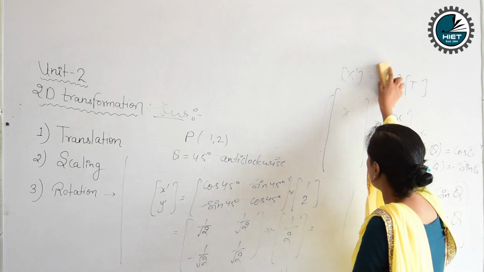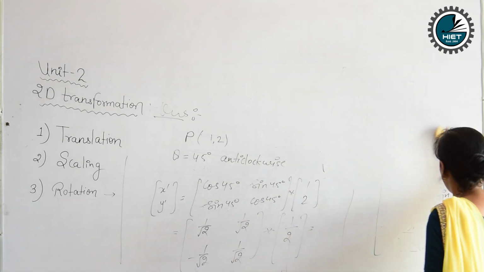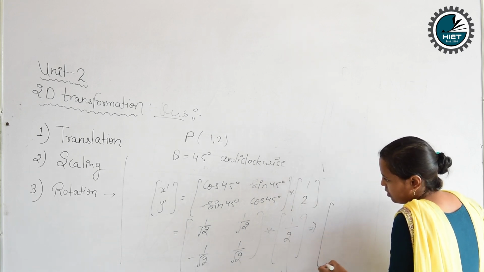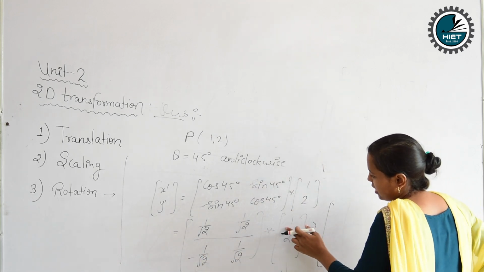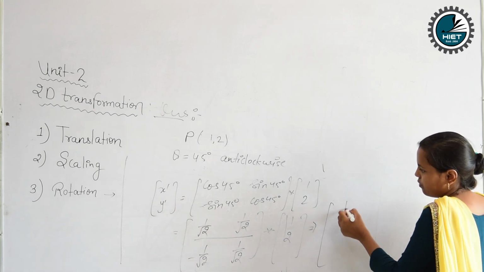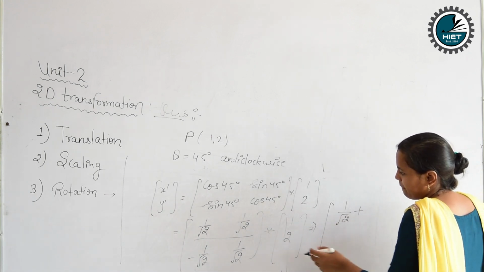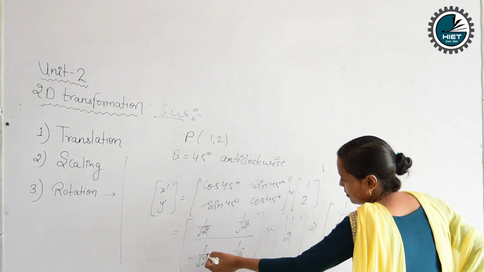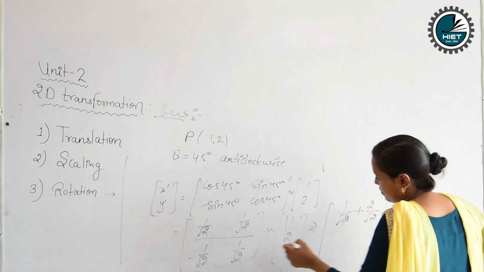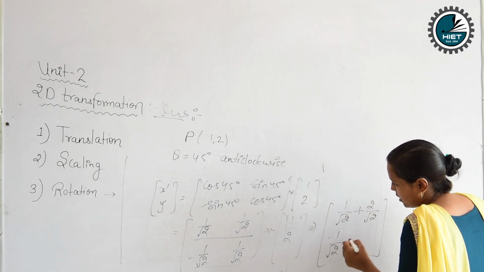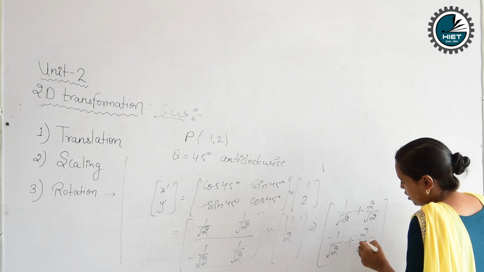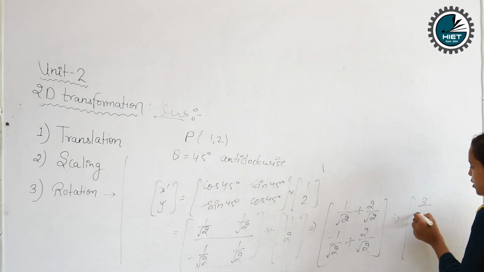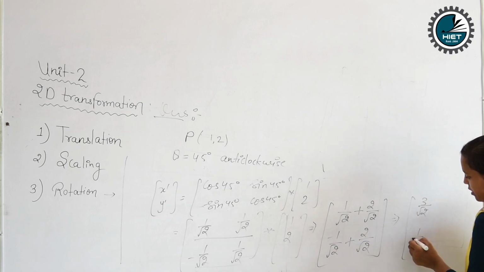Calculating it quickly, this row and this column give 1 by root 2 plus 2 by root 2, and the next entry, this row and this column, gives minus 1 by root 2 plus 2 upon root 2. So the new matrix will be 3 by root 2 and 1 by root 2.